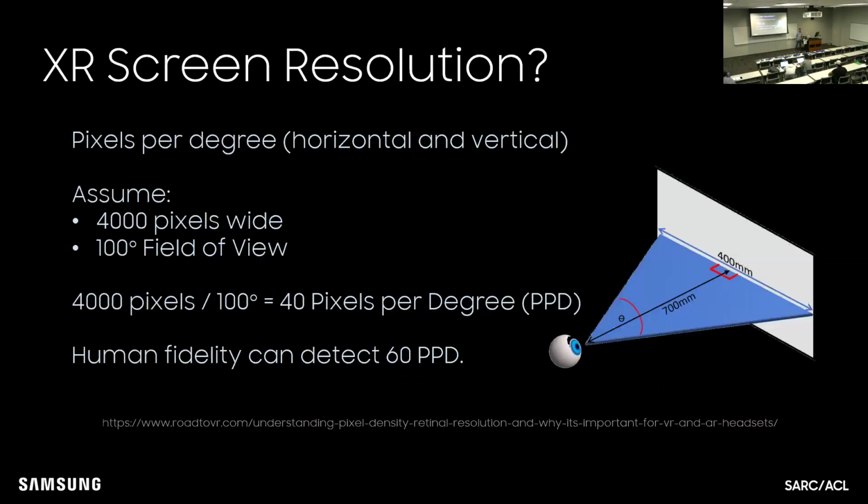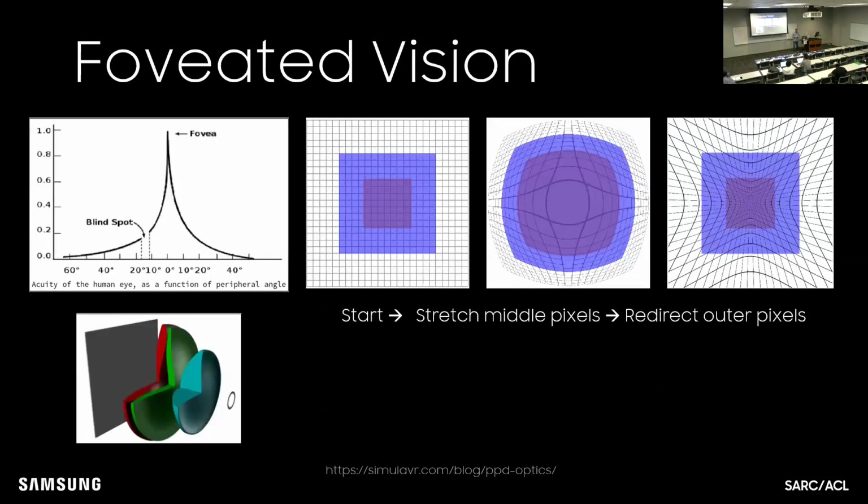XR screen resolution is a little different from regular flat screen resolution because you're playing with the periphery. You also have a different measure because you're so close that the pixel count matters a lot more. Human fidelity can detect about 60 ppd, and in most cases they can get around 40, and they have to do a lot of tricks to improve that. One of the tricks is called foveation. Does anybody know what foveation is? What's foveation?